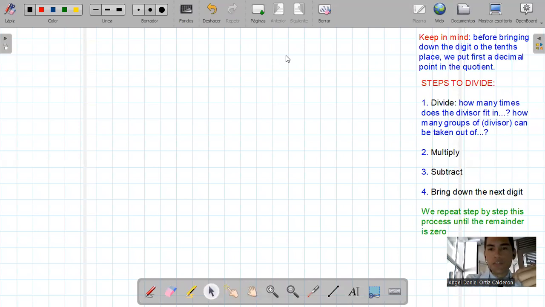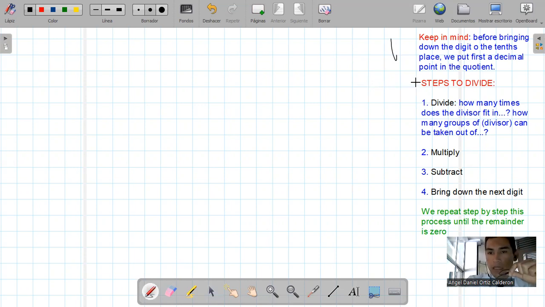This is your teacher Angel, and in this opportunity, we will study the division between decimal numbers. Well, first, before going to the main matter, we have to keep in mind these instructions right here. First of all, before bringing down the digit of the tenths place, do you remember what the tenths place is? We have to put a decimal point in the quotient. We have to keep in mind this instruction first.